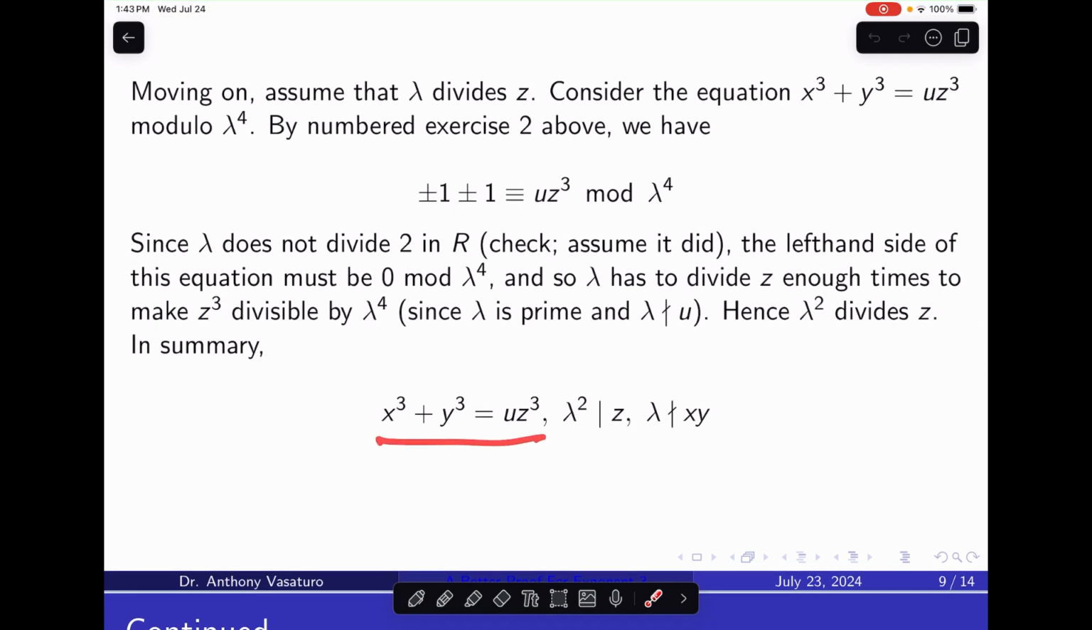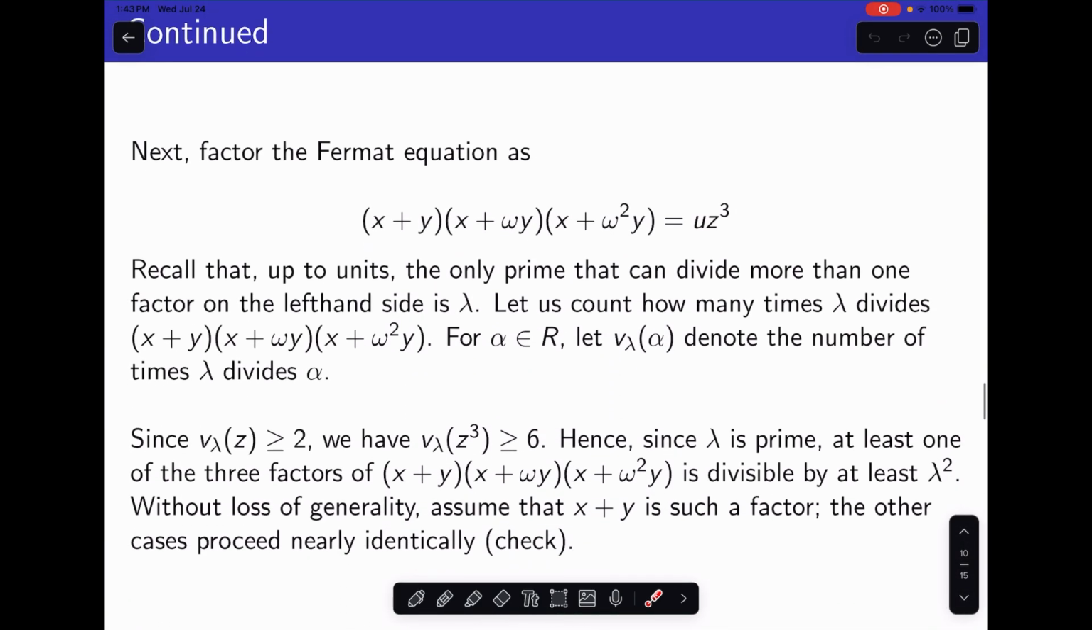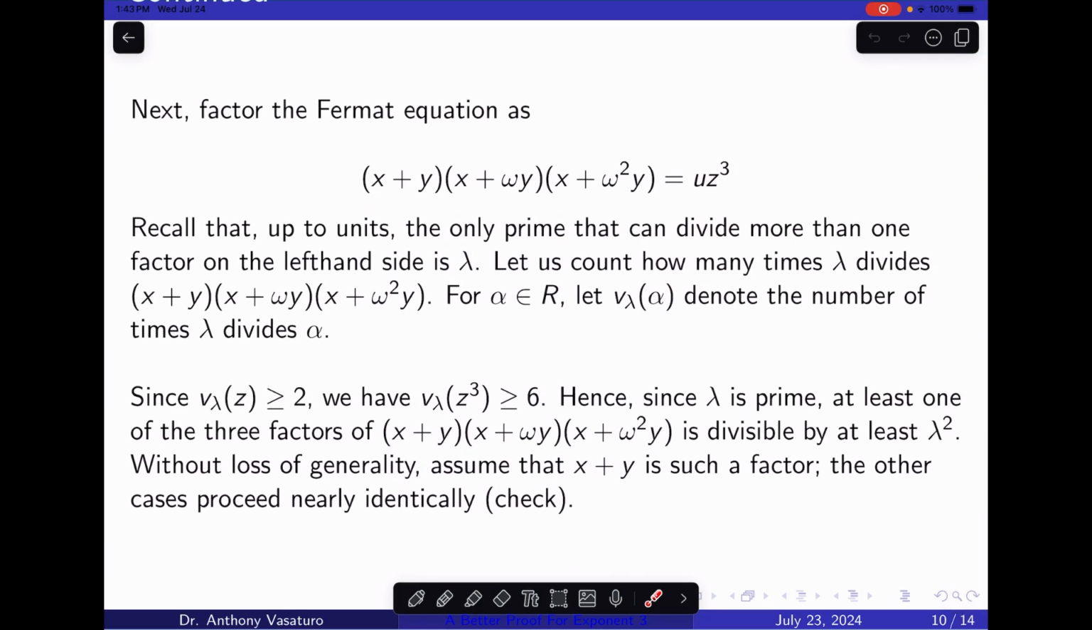Okay, so in summary, we have the following. We have the Fermat equation, x cubed plus y cubed equals uz cubed. We now know that not only does lambda divide z, but lambda squared divides z. And we know that lambda doesn't divide xy. In other words, it doesn't divide x or y. Okay? Now, let's use numbered exercise 3. We'll factor the Fermat equation on the left-hand side as x plus y times x plus omega y times x plus omega squared y, and that equals uz cubed. Recall, by numbered exercise 4, that up to units, the only prime that can divide more than one factor on this side here is lambda.